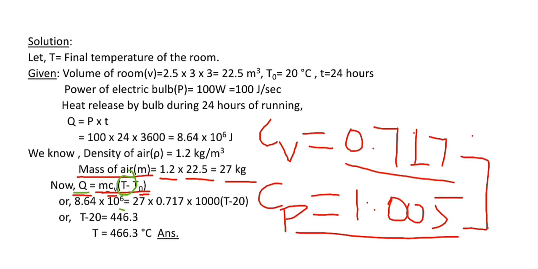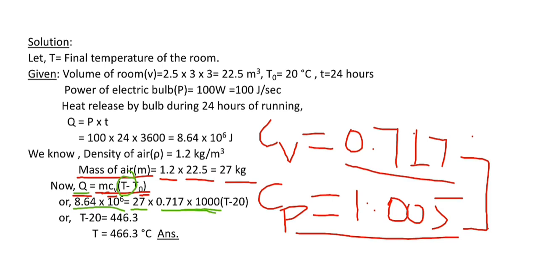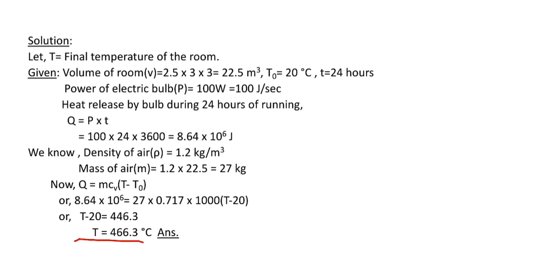Now it becomes 8.64 into 10 to the power 6 is equal to 27, that is mass, into 0.717 into 1000, which is the specific heat of air at constant volume, into the temperature difference, that is T minus 20. And from here we get the value of T, that is the final temperature of the room, which is equal to 466.3 degrees Celsius.